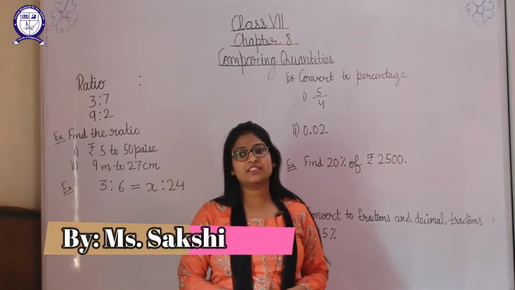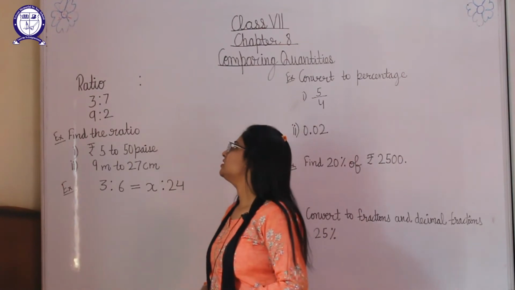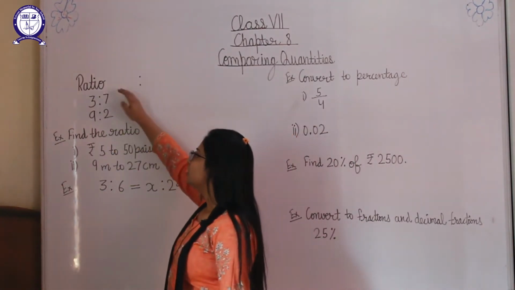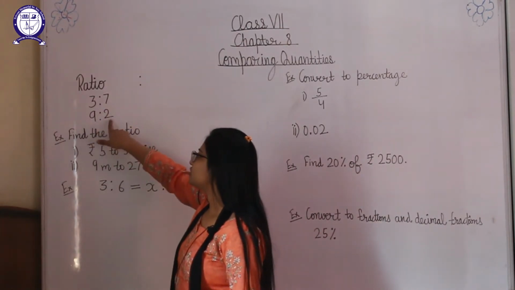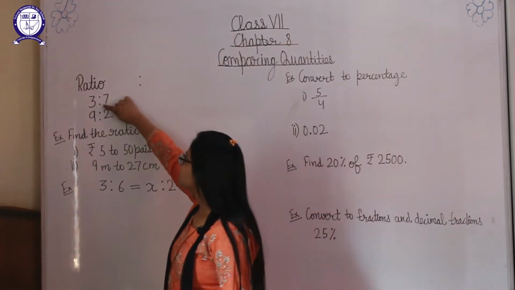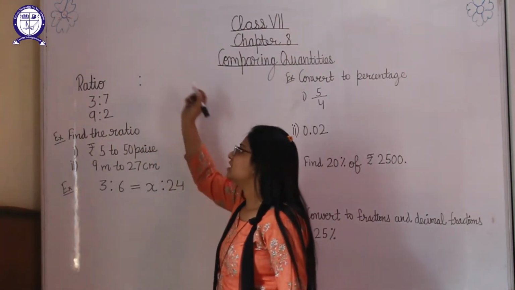Today we will start our chapter 8, that is comparing quantities. Okay, so students, here the first topic is about ratio. You must have read like 3:7, 9:2, right? So this is the symbol for the ratio, like these two dots are the ratio.